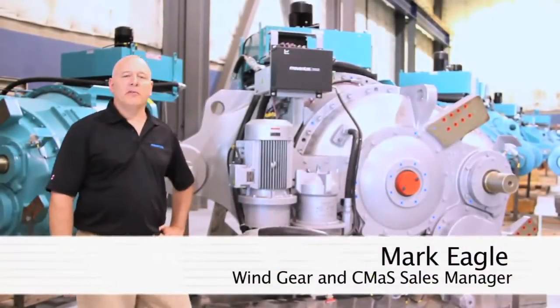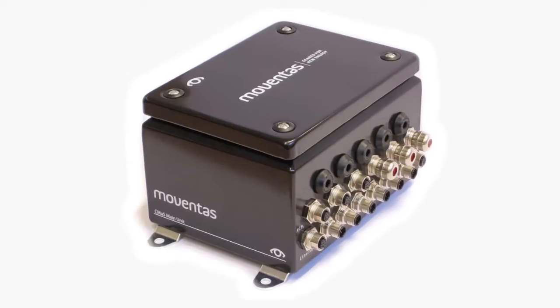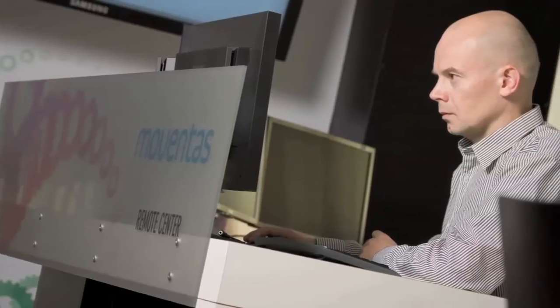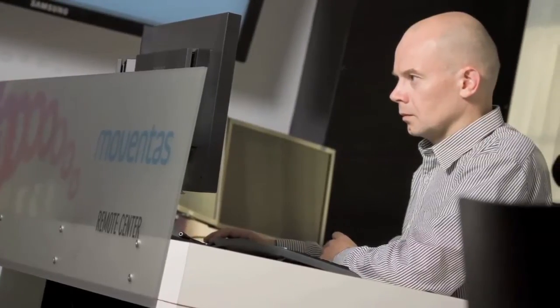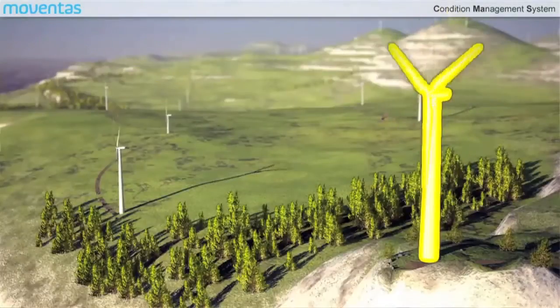Hi, I'm Mark Eagle from Moventas, and we're going to talk about our Moventas CMaS system. CMaS is a condition management system, and it was developed by our R&D team to be used for monitoring remotely installed gearboxes such as wind turbines.